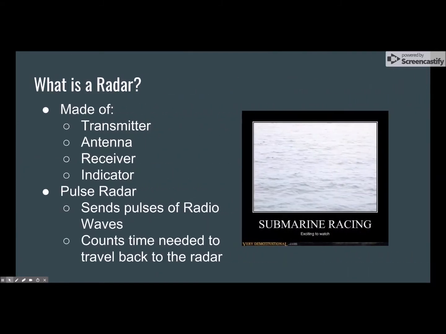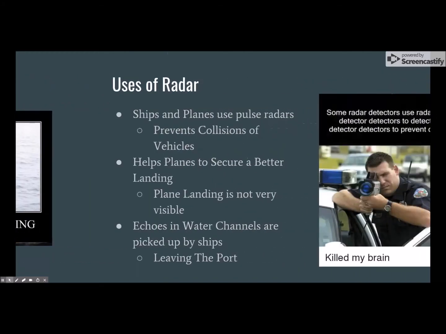A radar is made of transmitter, antenna, receiver, and indicator, and these are all the parts that can help us to understand how electromagnetic radio waves are sent. And the most common type of radar is the pulse radar, which sends pulses of radio waves, and then based off the time that the wave needs to travel back and forth to the antenna, we know what the real distance is.